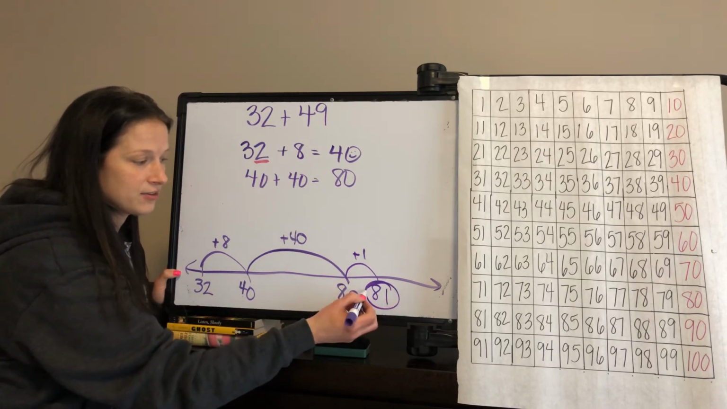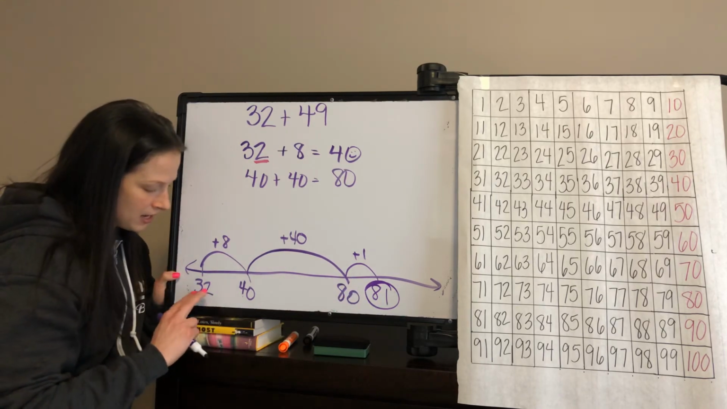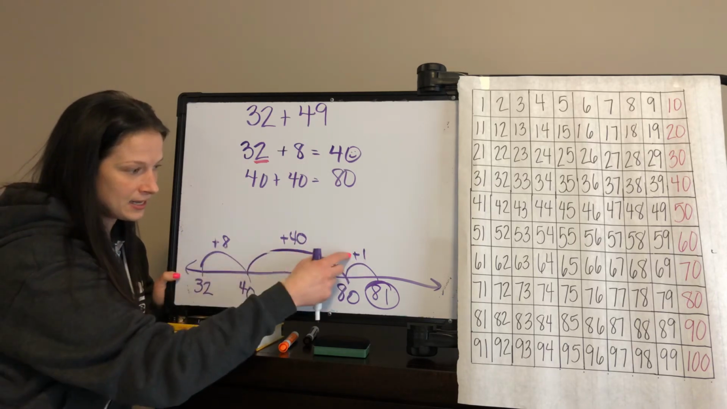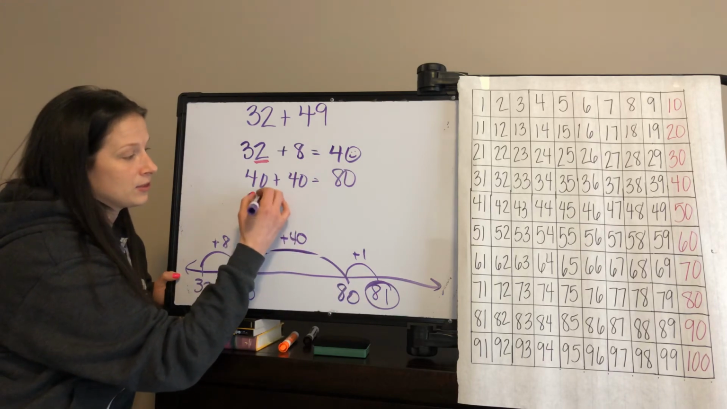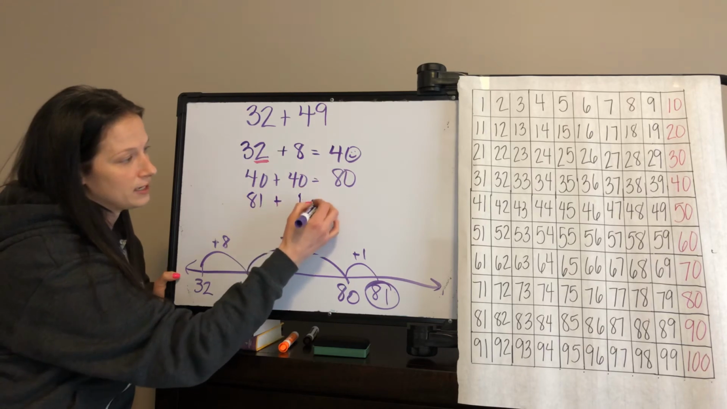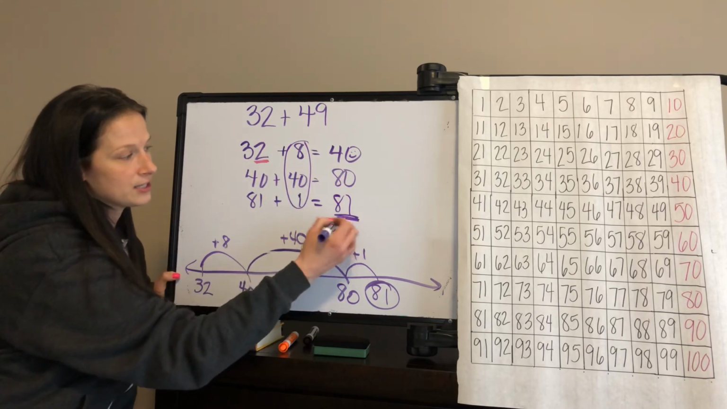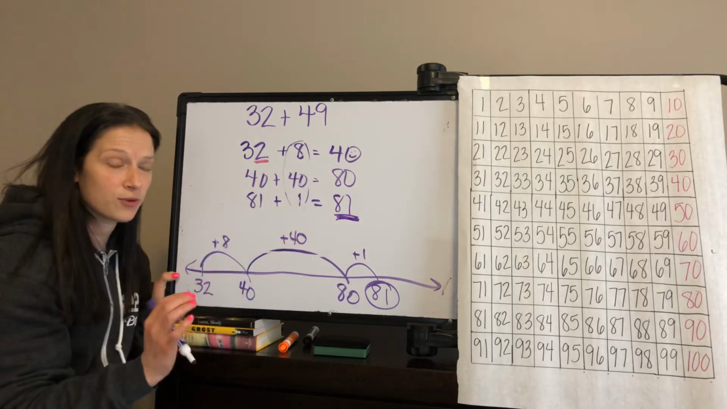Our answer falls down here. Where are our add-ins? The two numbers we're adding together. 32 plus 49 gets you to 81. 32 is here, plus 49 gets you to 81. This is your answer. This is where you see the add-in. 40 plus 8 plus 1 is 49.